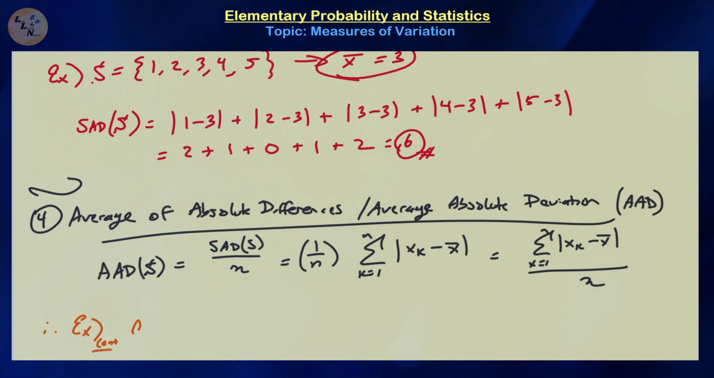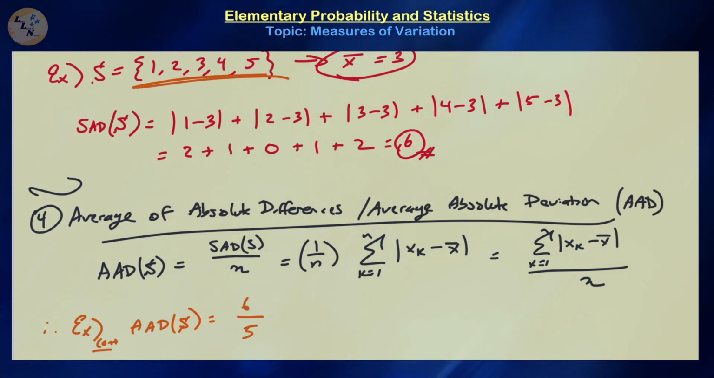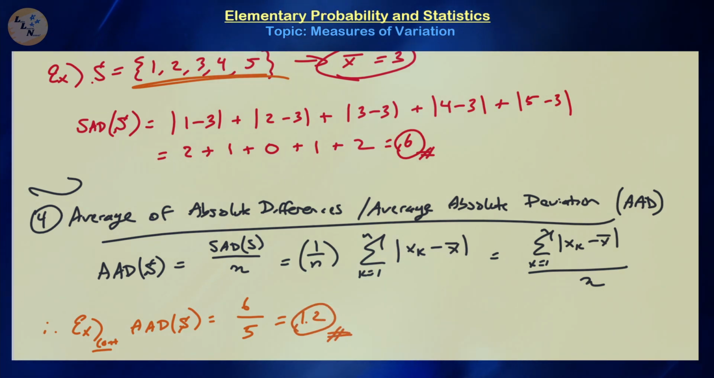So if we continue our example, the average absolute deviation of S is going to be equal to 6 divided by our sample size. Remember, we have 1, 2, 3, 4, 5 values there. So that's going to be equal to 1.2. Notice that dividing by 5 makes our number a little bit smaller.